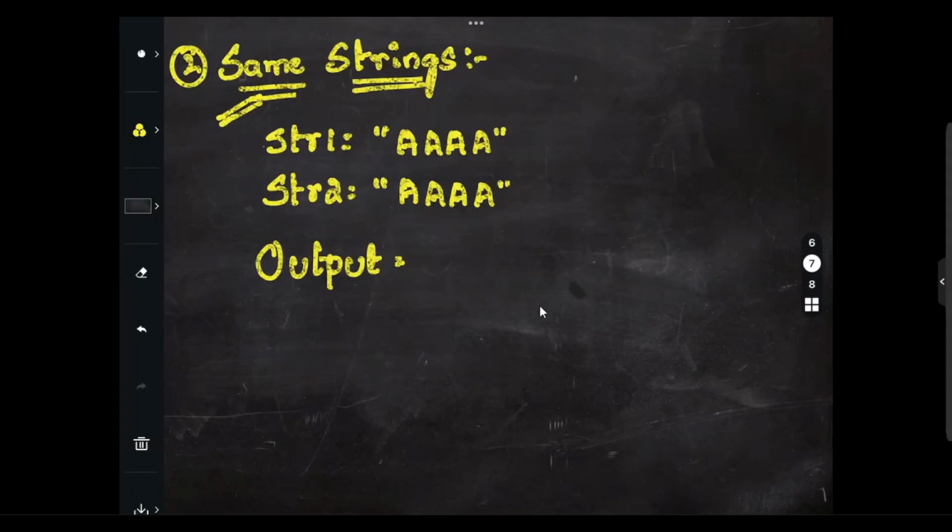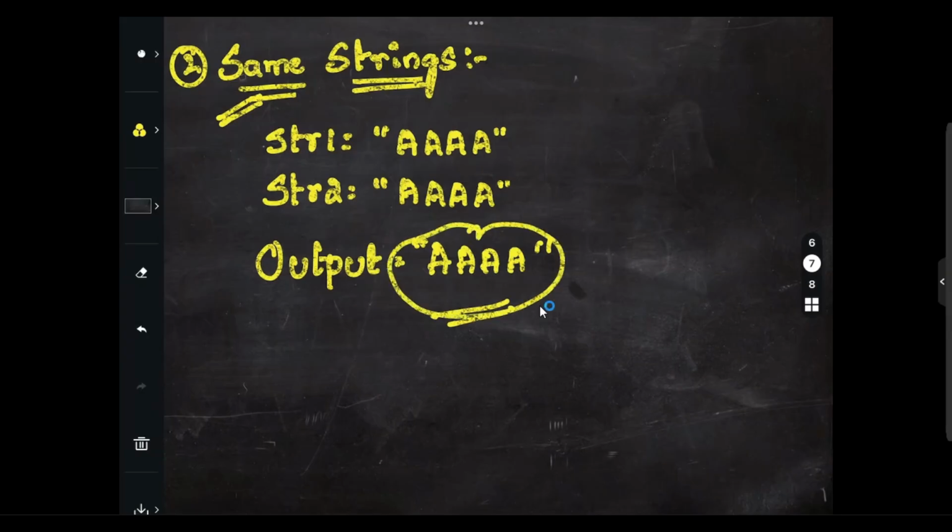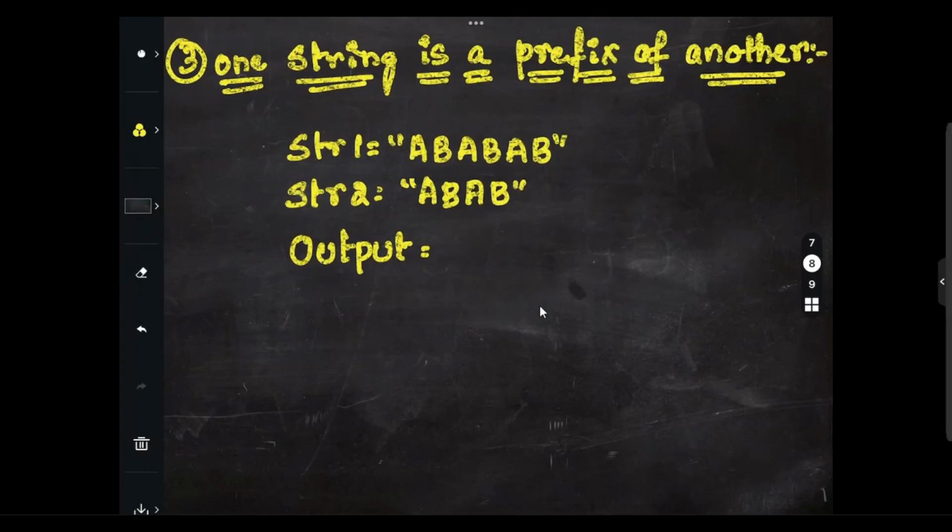Here, when I say same strings, we have str1 as AA, and str2 also contains AA. So the output will be the same here, AA. Why is it AA? Since both are the same, the answer is the string itself. So the answer will be AA in this case. Let's move on with the third edge case here.